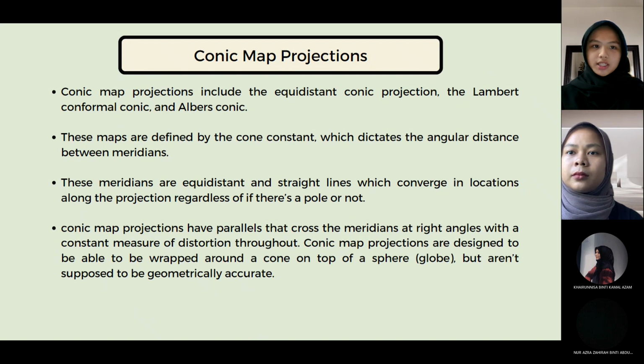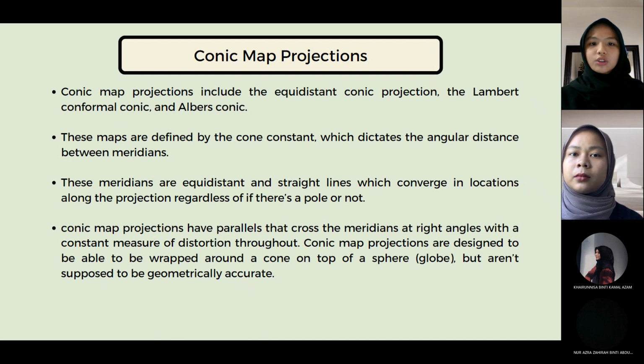Next is the conic map projection. Conic map projections include the equidistant conic projection, the Lambert conformal conic, and the Albers conic. These maps are defined by the cone constant, which dictates the angular distance between the meridians. These meridians are equidistant straight lines which converge at locations along the projection regardless of whether there's a pole or not.